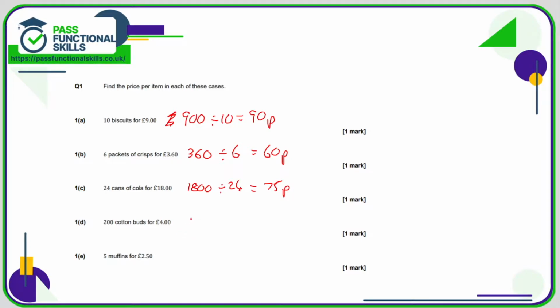D is 200 cotton buds are £4, so one cotton bud is going to be £4 divided by 200, but I'll convert the pounds into pence. It's going to be 400 pence divided by 200, and that works out at 2 pence per cotton bud. And if 5 muffins cost £2.50, then one muffin is going to be 250 or £2.50 divided by 5, which is 50p. The reason I'm converting most of these prices into pence is because I know my final answer is going to be in pence, but you can leave it as pounds if you want.